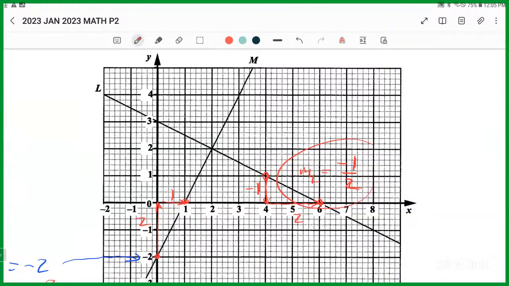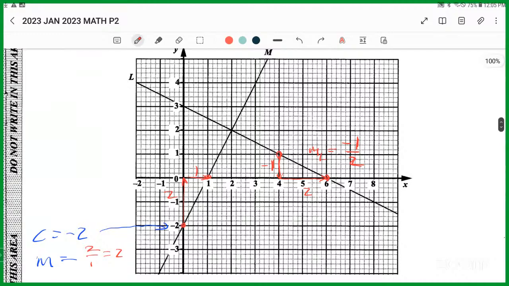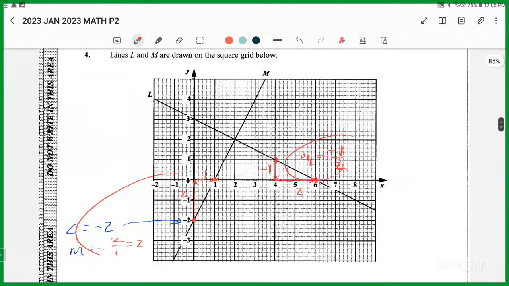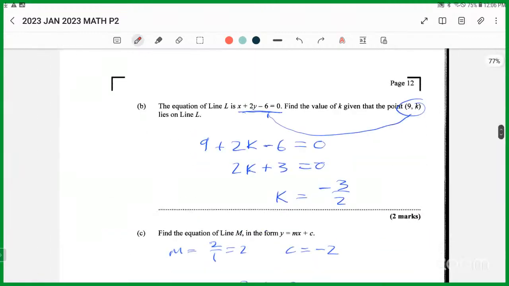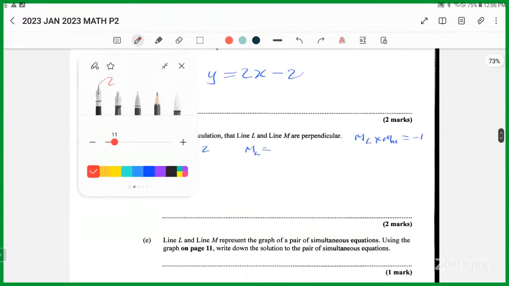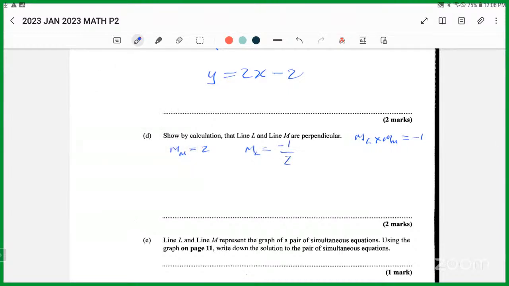I'm leaving these markings on the graph, as part of my solution, so that CSEC markers can see them. The gradient of line L is minus 1 over 2. The gradient of line L times the gradient of line M is minus a half times 2. That equals negative 1. Therefore, M is perpendicular to L. That's it, the product of the gradients is negative 1.